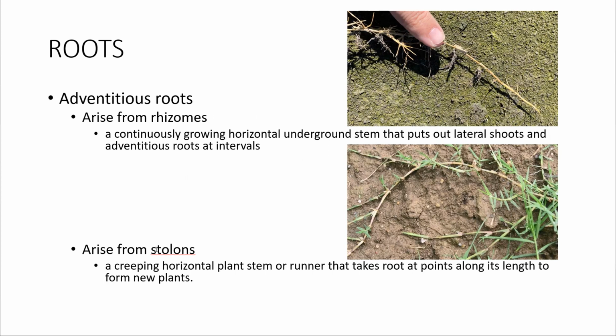A stolon is a creeping horizontal plant stem that is above ground. Generally, we find them right at the surface, but above the ground. And it can take root at points along its length to form new plants. So these stolons will do the same thing. As it continues across the ground, at the stem nodes, it will create some adventitious roots, and it will root in.